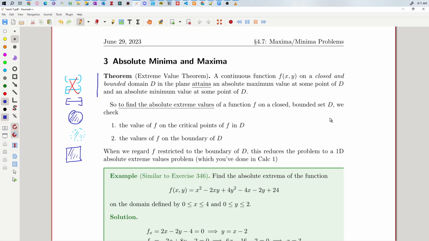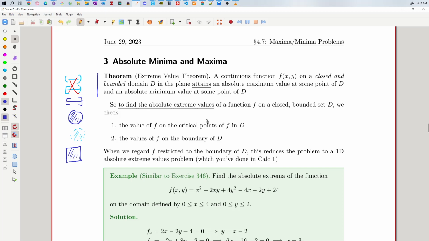Okay, and how do we find it? Where can these absolute mins and absolute maxes occur? Well, first of all, they can occur at critical points of your function. That's going to involve what we just discussed, the process of finding the critical points. You set the gradient equal to 0 and you solve. That process we did above.